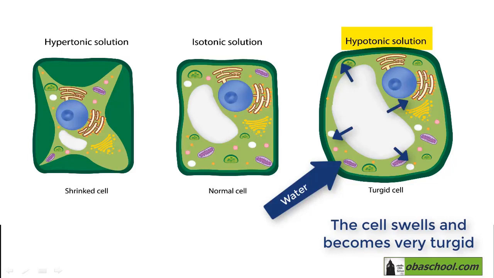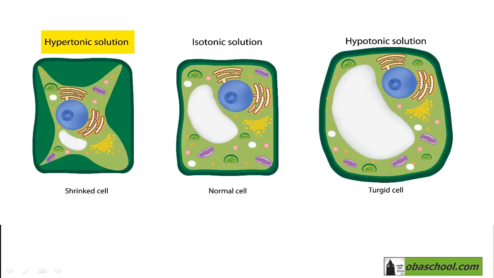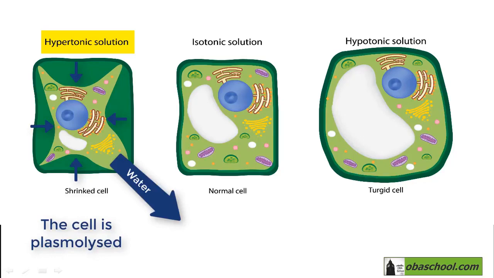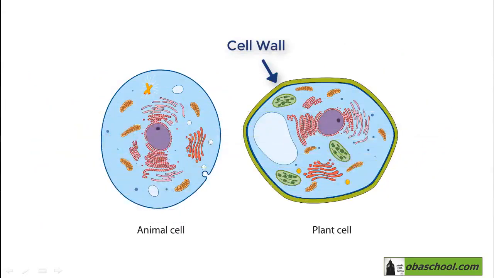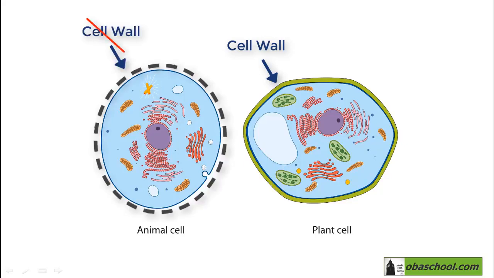Whereas if a plant cell is placed in a hypertonic solution, water will leave the cell by osmosis. The cell becomes flaccid, as there's no pressure on the cell wall, causing the vacuole and the cytoplasm to shrink, and eventually the cell membrane pulls away from the cell wall, and the cell is now plasmolyzed.